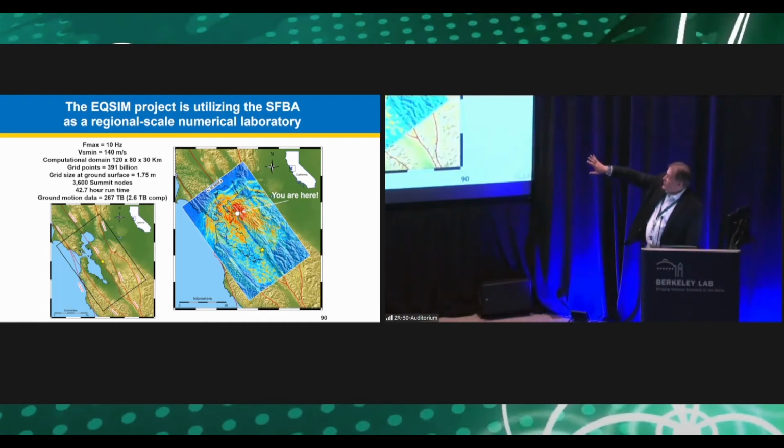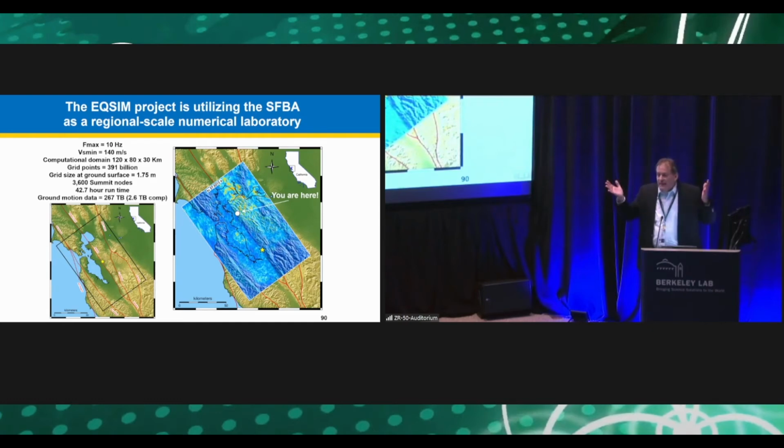This is a very, very large model, and it has unprecedented frequency resolution. We're resolving 10 hertz motions, very, very high frequency motions that are important to resolve for understanding the response of infrastructure. And we have about 391 billion grid points, and this was run on about 3,600 nodes of Summit. So this was an execution that we ran last fall, and we're really, for the first time, being able to resolve these ground motions at frequencies that are relevant to engineered systems.